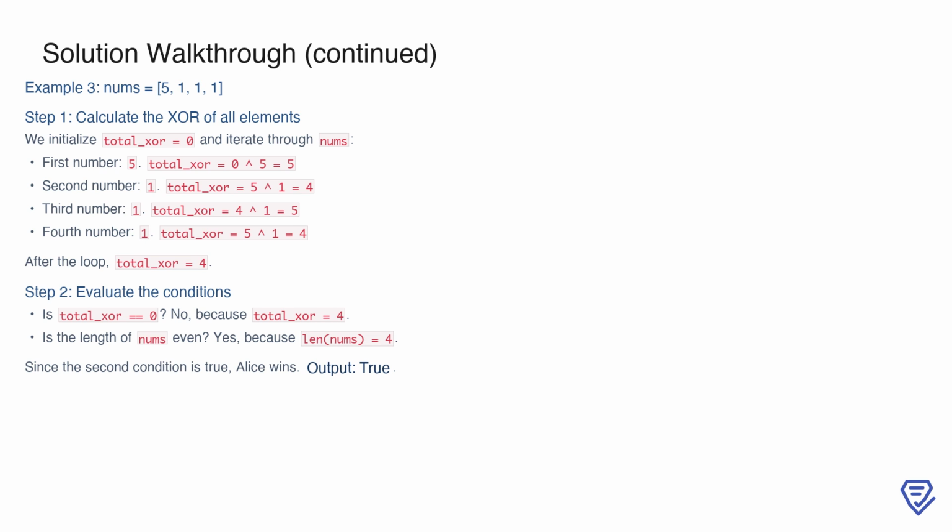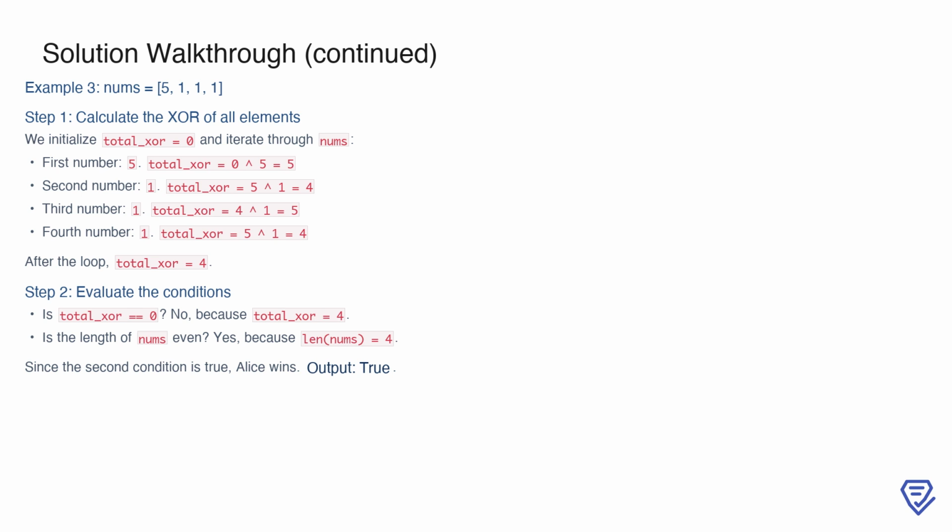This time, the array is nums equals 5, 1, 1, 1. As usual, we begin by calculating the XOR of all elements. Starting with total_XOR initialized to 0, we process the first number, 5, and compute 0 XOR 5, which equals 5. Next, for the second number, 1, we compute 5 XOR 1, resulting in 4. For the third number, 1, we compute 4 XOR 1, which gives 5. Finally, for the fourth number, 1, we compute 5 XOR 1, resulting in 4. After processing all numbers, total_XOR equals 4.